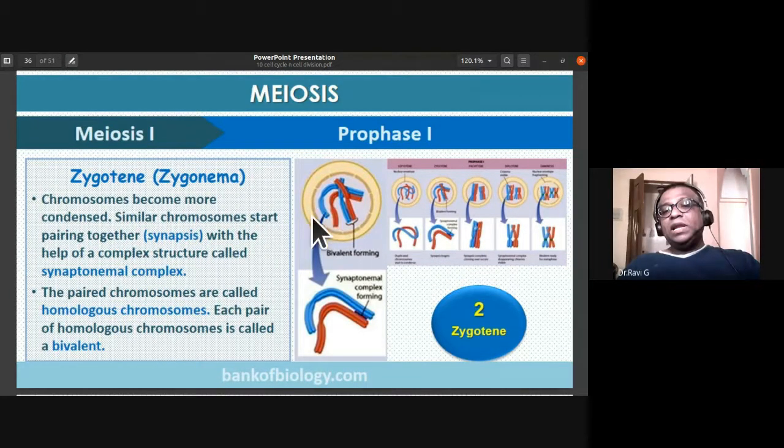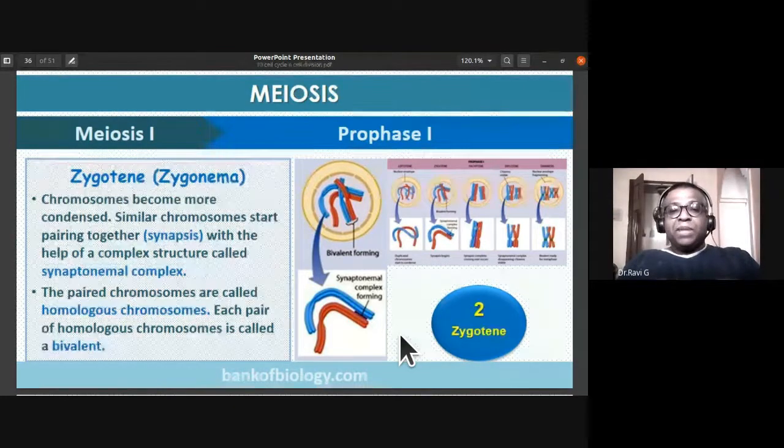Okay, the coiling up of chromatin material takes place. The chromosomes become more condensed and similar chromosomes start pairing together. That is chromosome 1, maternal and paternal, they come together. Chromosome 2, maternal and paternal, which are similar chromosomes, start pairing together. So you can notice here the blue colored and red colored one. Similar chromosomes start pairing together, and that pairing together we call synapsis, and they pair with the help of a complex structure which we call the synaptonemal complex.